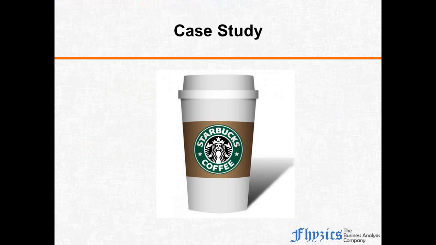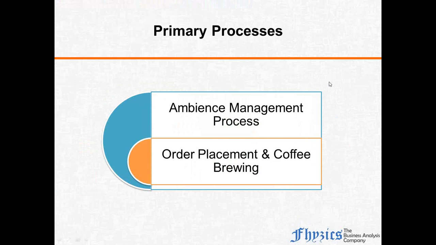Now let us talk a little bit about this particular thing. I wanted to discuss in greater detail, but due to paucity of time, we will just browse through this. So what are the primary processes in a coffee shop like Starbucks? They promise to deliver two things. The ambience management, that is, they provide an environment. The second thing is, of course, you can get coffee.